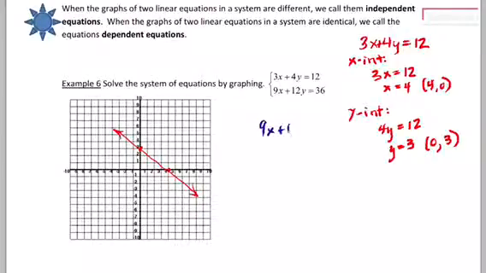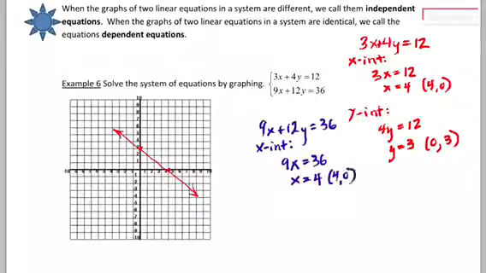9x plus 12y equals 36. I'm going to look for the x-intercept first. That means I set y equal to 0, and I have 9x equals 36, x equals 4. That gives me the point (4, 0), which I already have graphed. Then I'm going to look for the y-intercept. I let x equal 0, so 12y is 36, and y is 3, and I already have that one graphed.